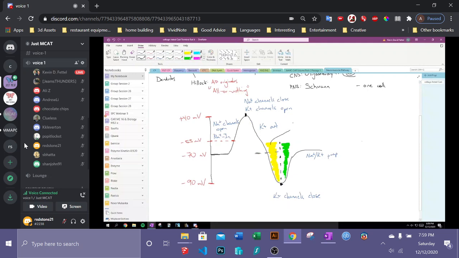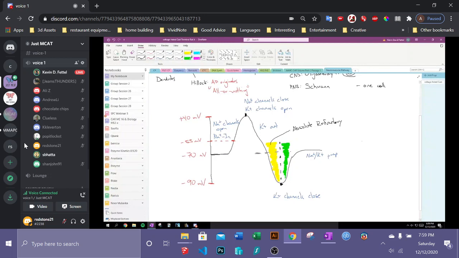Something refractory. Is it like the absolute? It is the absolute refractory. What does the absolute refractory mean? It's like no amount of stimulus can generate an action potential.